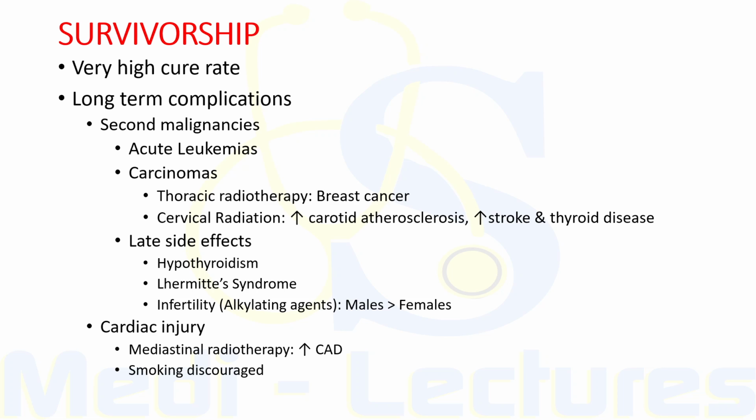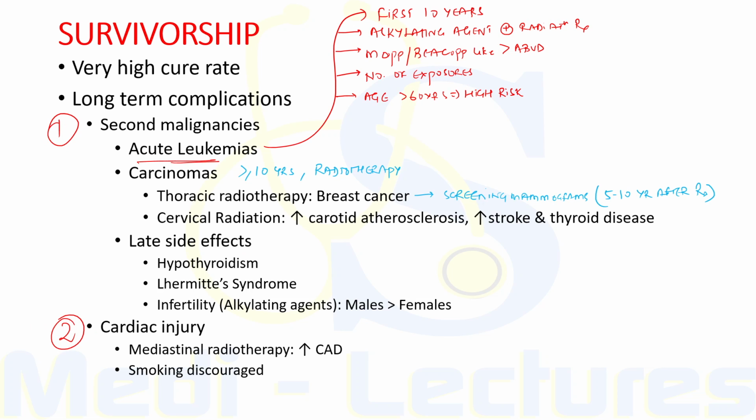After we have discussed the treatment part, let's see the survivorship of these patients. Because of the very high cure rate in patients with Hodgkin lymphoma, long-term complications have become a major focus of clinical research. The most serious late side effects include second malignancies and cardiac injury. The risk of development of acute leukemias is in the first 10 years after treatment with combination chemotherapy regimens that contain alkylating agent along with radiation therapy.